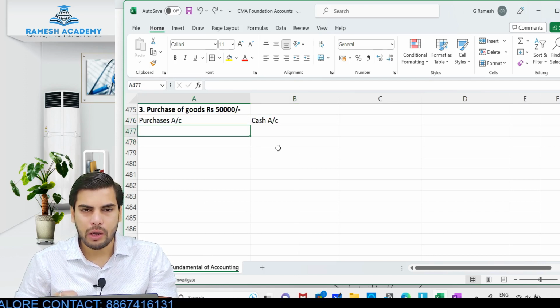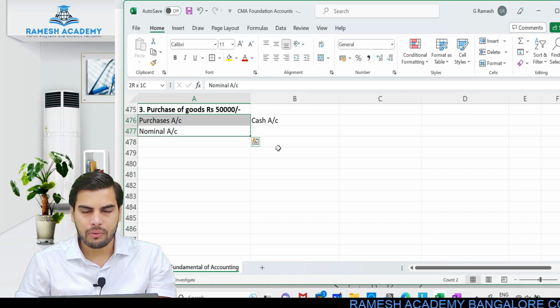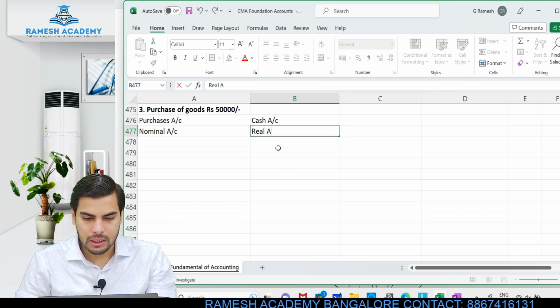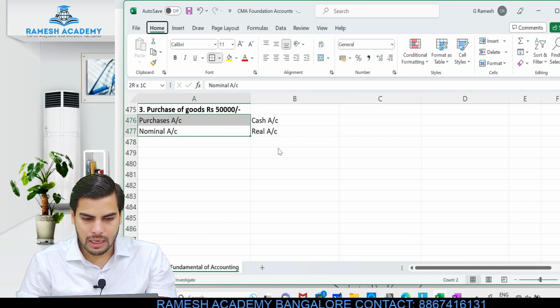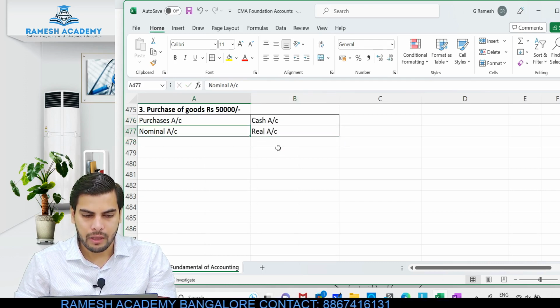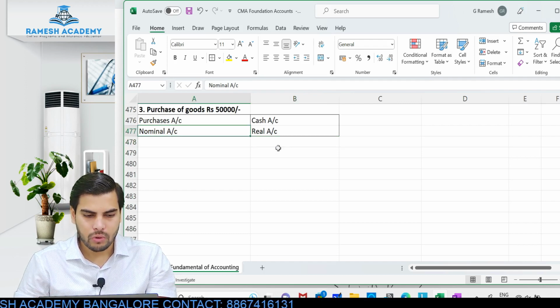Now purchases, what type of account is it? Is it personal, real or nominal? Don't you think this would be a nominal account? Correct, it is a nominal account. The money whatever you spend on purchase of goods is an expense for you. Therefore it would be a nominal account. And what about cash? This would be a real account. Now let us apply the rule of these accounts and understand whether they should be debited or credited. The rule of nominal account says debit all expenses and losses, credit all income and gains. So purchases is an expense for me, therefore I just need to debit it.